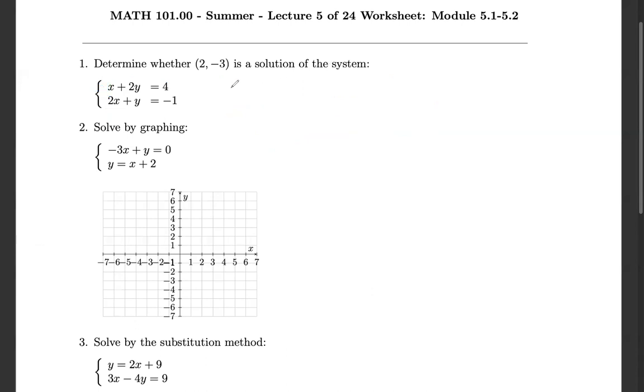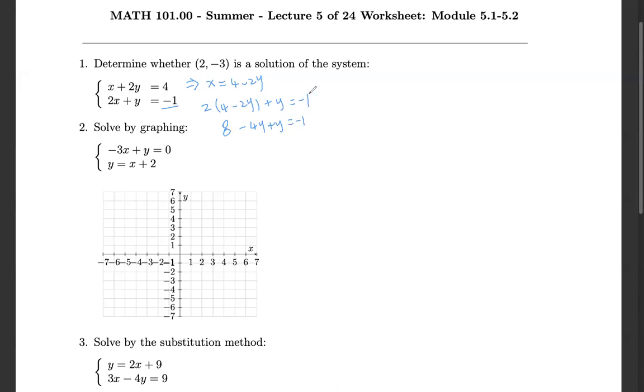So let's try the substitution method again. From the first one, we rewrite x as 4 minus 2y. Then the second equation, we do 2 times (4 minus 2y), then we plus y. Oh, I forgot. Equals -1. Oh, I think I did a positive one. I forgot that there's a negative sign. So we have 2 times 4, that's 8. 2 times -2y, that's -4y. Then plus y equals -1.